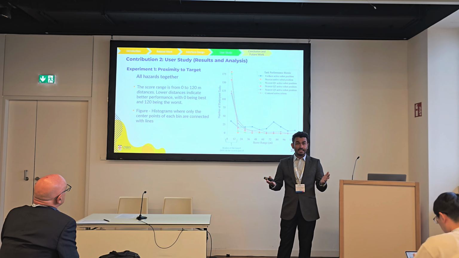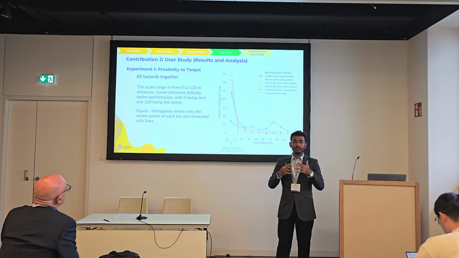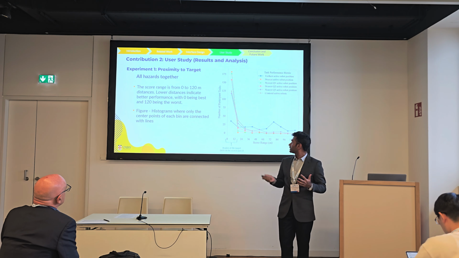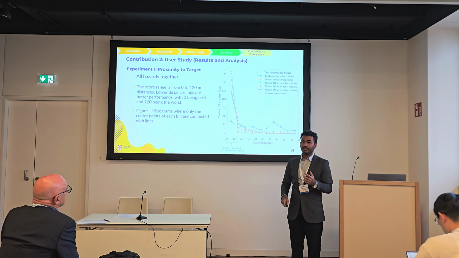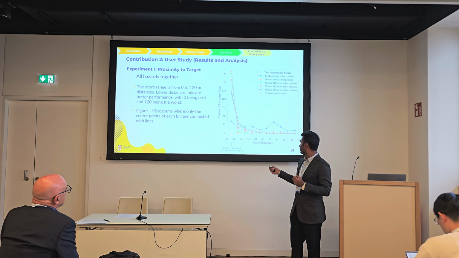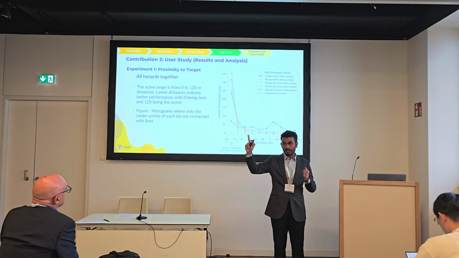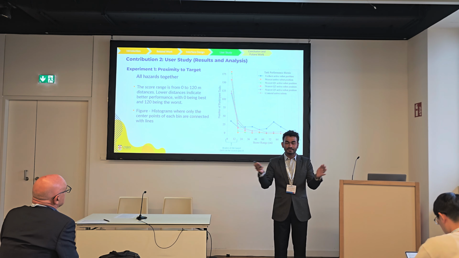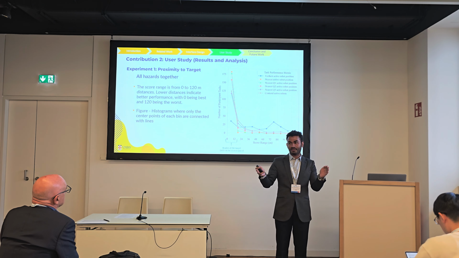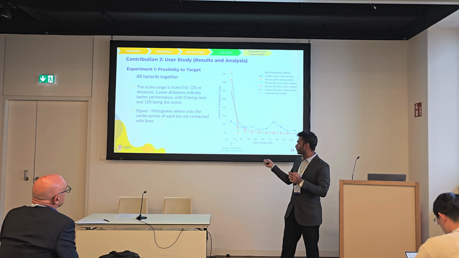When we did an analysis by considering all the hazards together, in this diagram over here, you can see the x-axis spans from 0 to 120. That's because our arena was 120 by 120 meters, so we were able to get all the distances within this range. That's why it's 0 to 120.